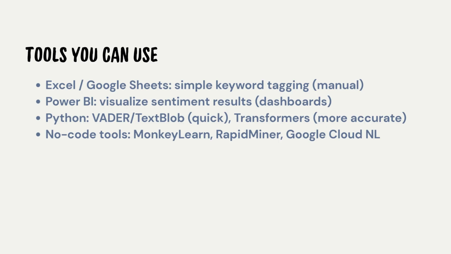The main key thing is we should pick the tool that matches the goal. If you need fast trend tracking, simple tools are enough. But if you need higher accuracy or custom categories, Python or more advanced models would be better.